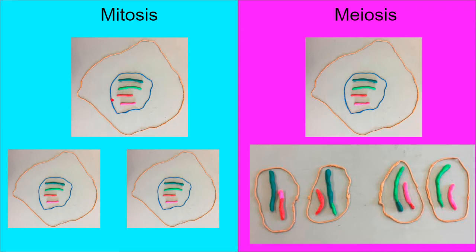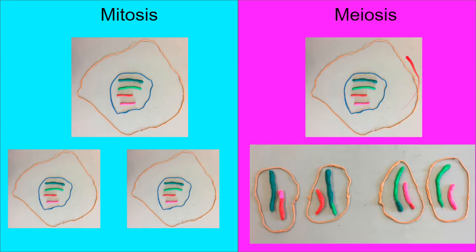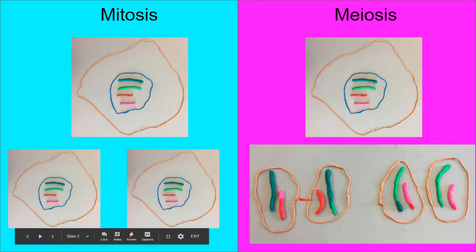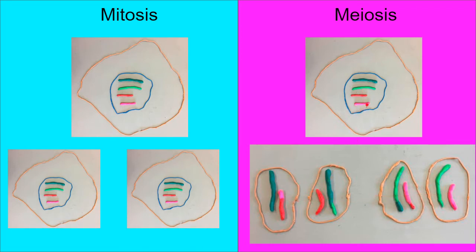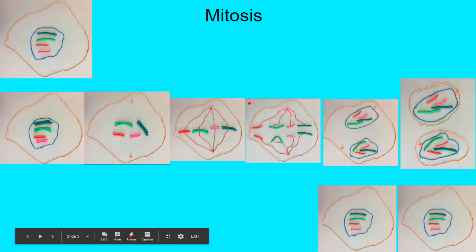So we have this original cell, and then you can see here we end up with two identical versions of the original. In meiosis, though, we have the original cell, and then we end up with these different varieties here, and none of these are identical to one another, and they are not identical to the parent cell here. They end up with only half as much DNA as the original.